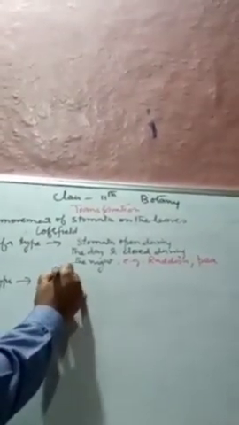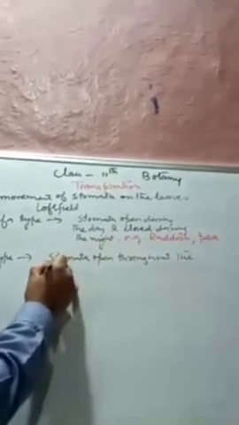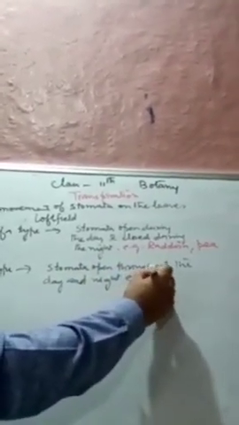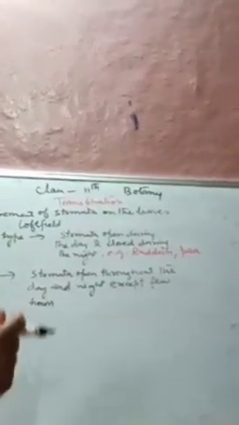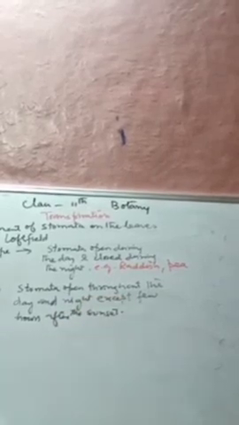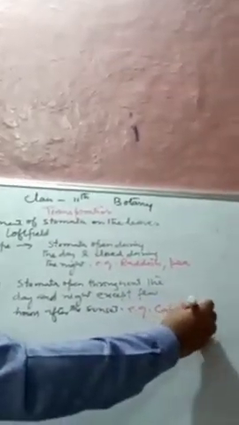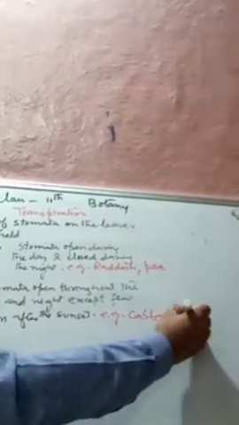In the potato type, stomata remain open throughout the day and night, except for a few hours after the sunset, when they close for 2-3 or 4 hours. They are open during the day in this type, and also open at night, except a few hours after sunset. For example, we have cabbage and pumpkin.